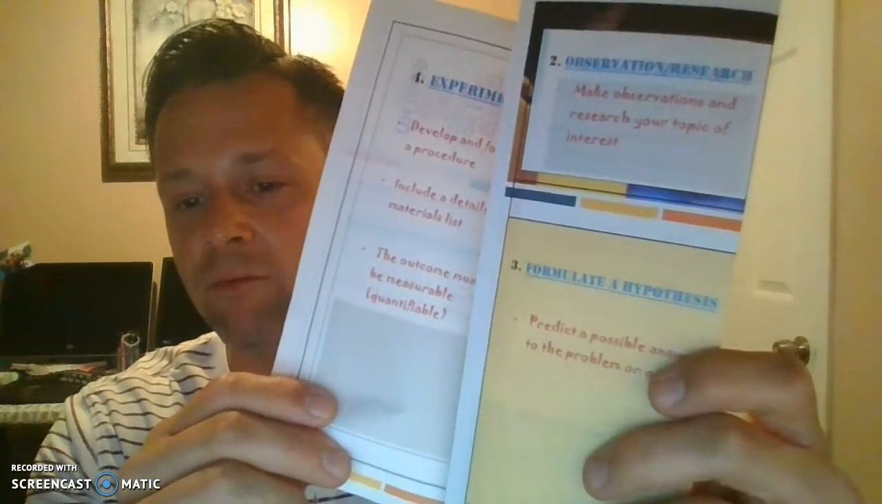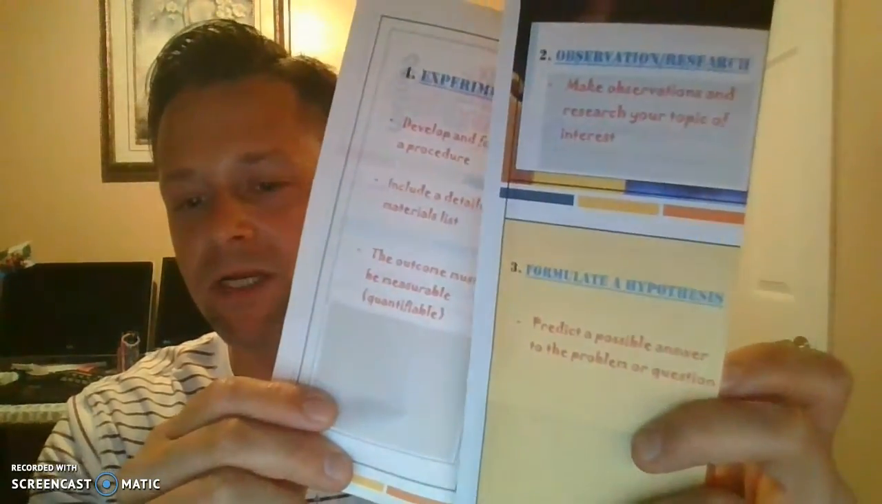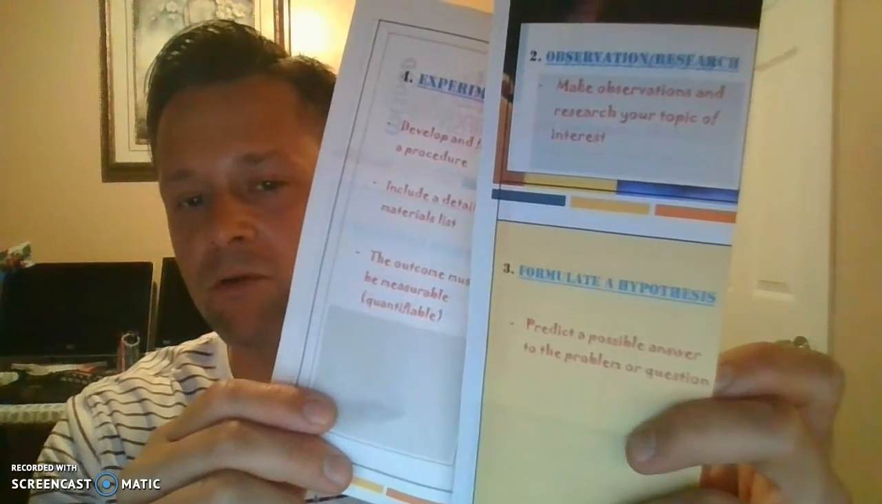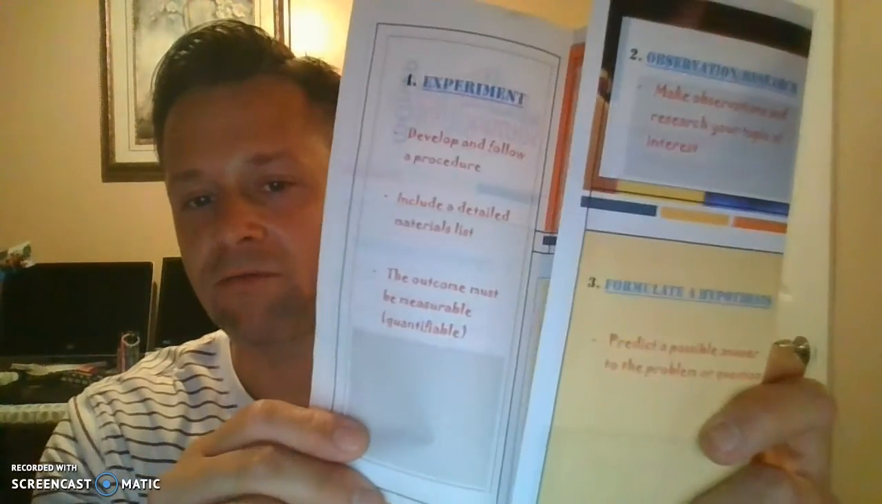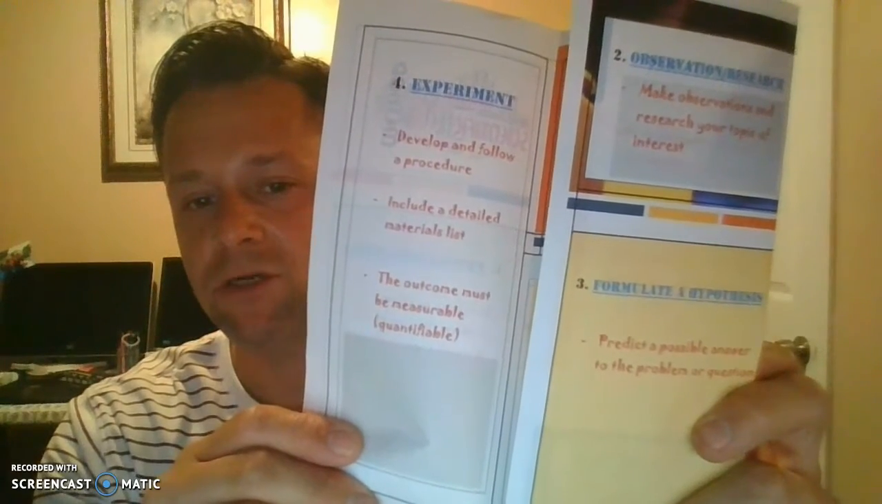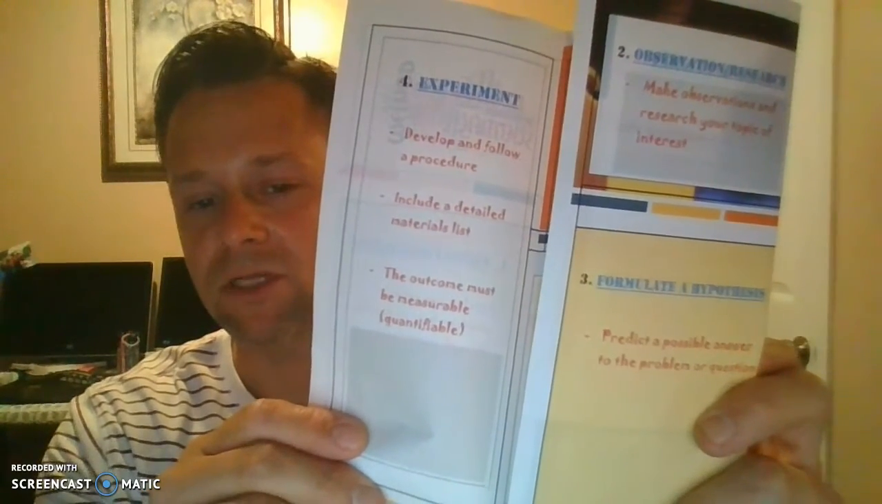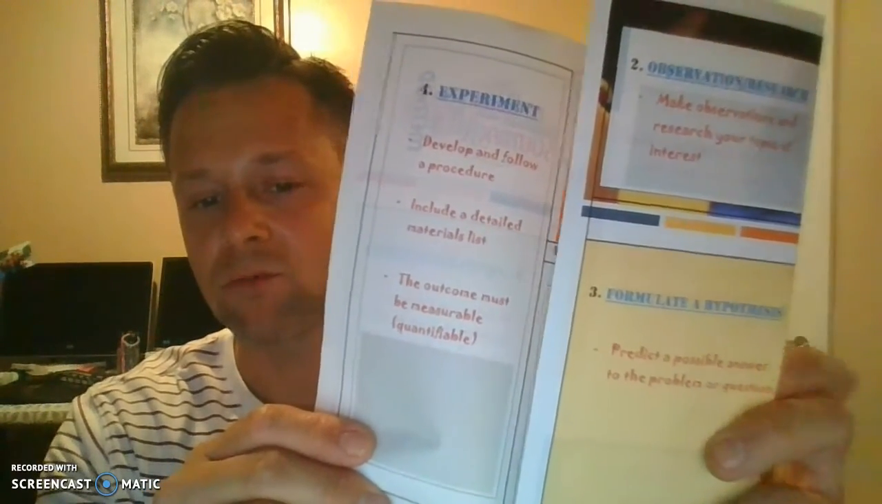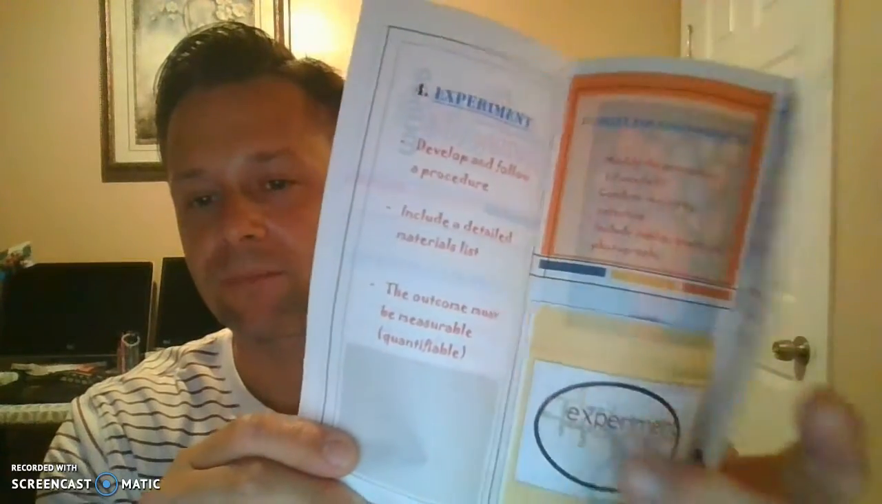Step 3 is to formulate a hypothesis. Predict a possible answer to the problem or question. We have step 4, which is experiment. Develop and follow a procedure. Include a detailed materials list, and the outcome must be measurable or quantifiable.